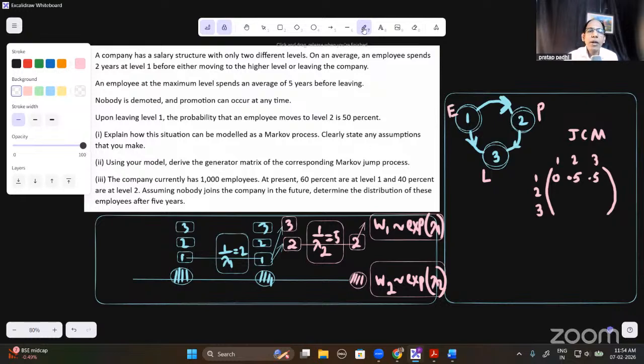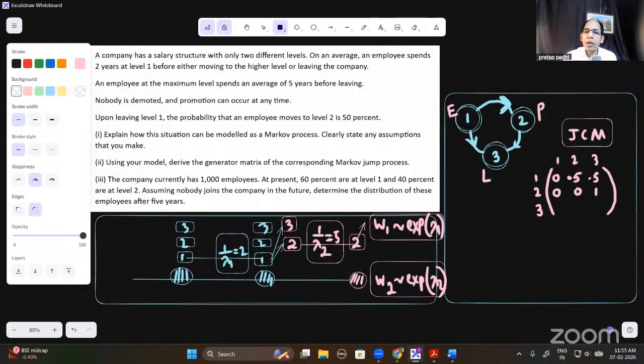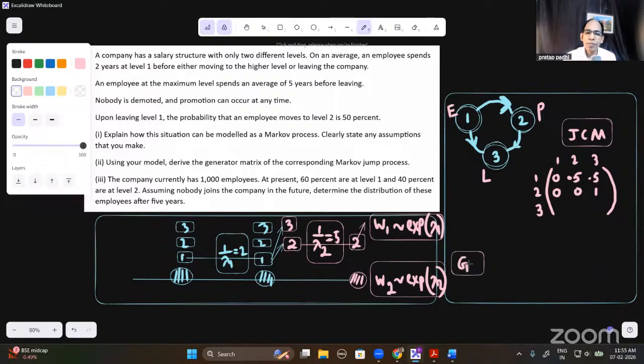So you write that 100%, 2 to 3, 100%, and these are 0, 0. Now from this one, we'll try to find this generator matrix. And these are zeros. You might ask a question: 0.5 plus 0.5 is equal to 1, 0 plus 0 plus 1 is equal to 1. Why not 0 plus 0 plus 0 is equal to 1?